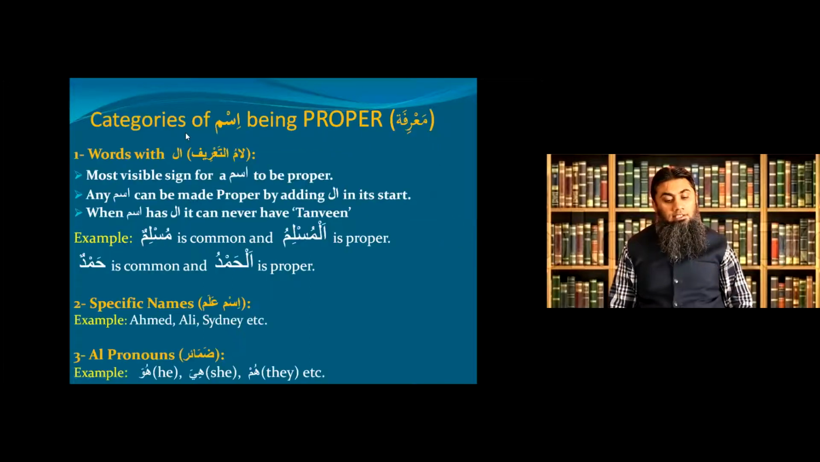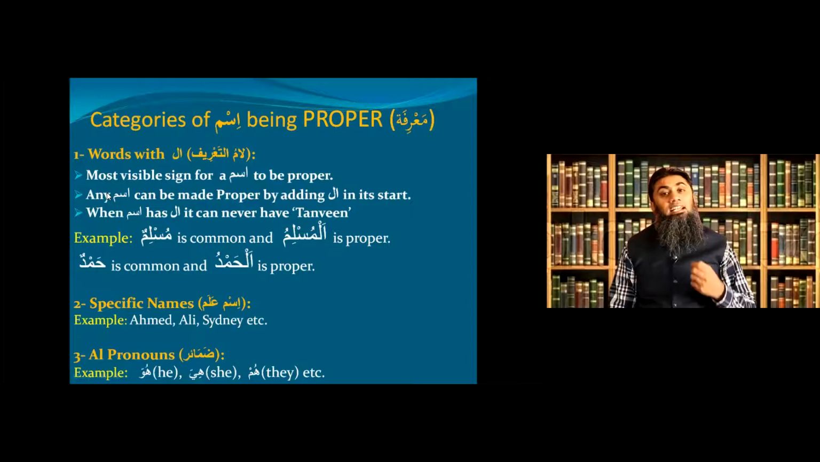Okay. Now, what are the categories of proper? Look at this screen. Number 1, words with alif lam. This alif lam is attached at the start of ism, and this attachment of alif lam at the start makes the ism proper. And the technical term for this alif lam is lamu ta'arif. Okay, now this is the most visible sign of ism being proper.